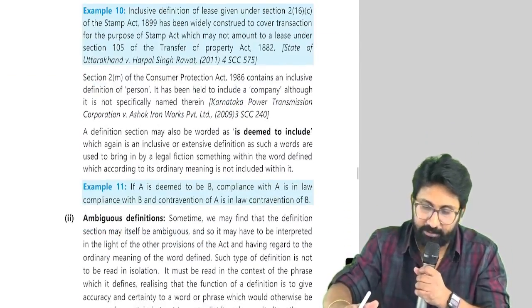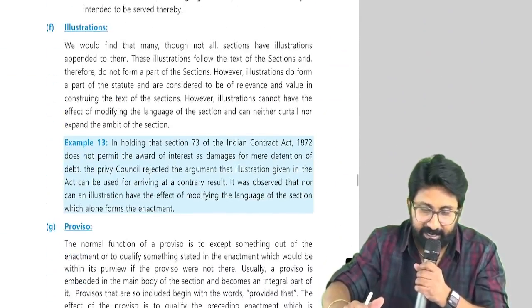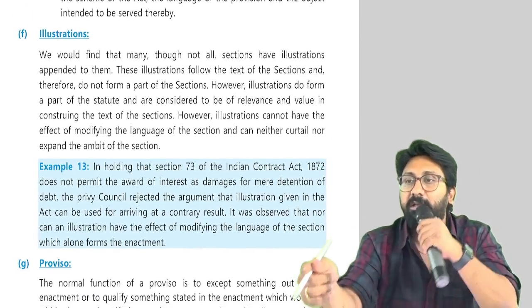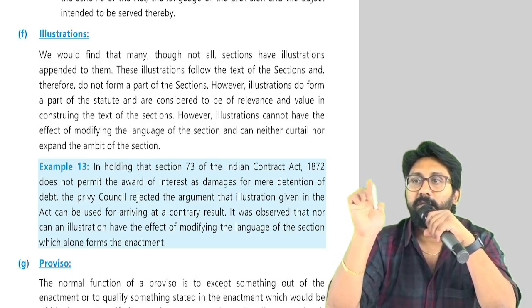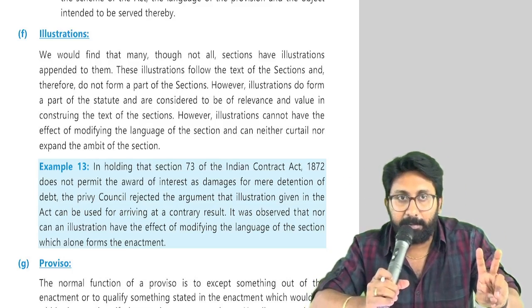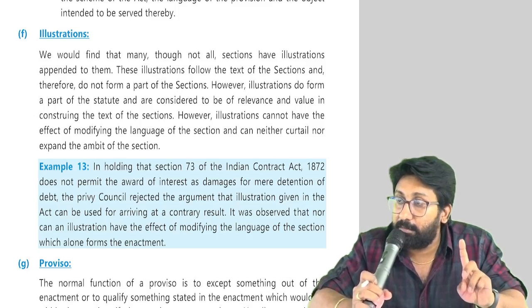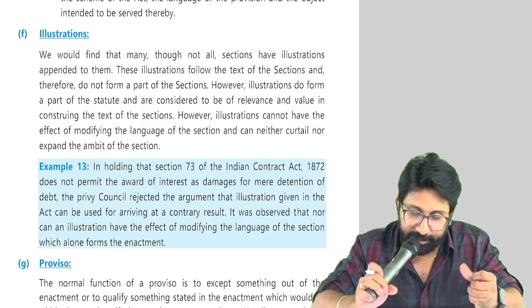Okay. Next. Definitions I will discuss later. First, let us write down the illustration. Sir, how many points did we complete? 4. What are the 4? Long title, preamble, heading. Next one is marginal notes. Next one, keep the heading illustrations.